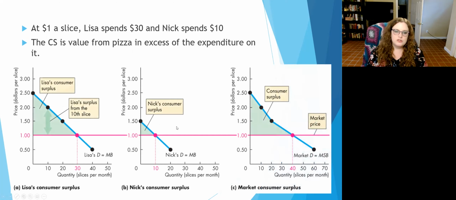So the next one just shows you, and it colors it in green, what this consumer surplus would look like. The extra bit of happiness that they get for the pizzas that they bought. Like, yeah, I definitely paid less than what I would have been willing to pay for that first one. I got a good deal. And just adding up all of that piece for both Lisa and Nick.